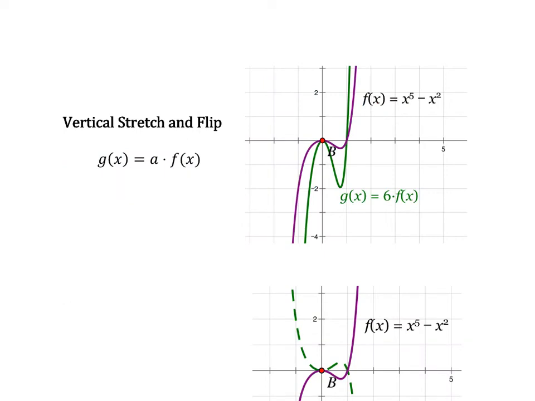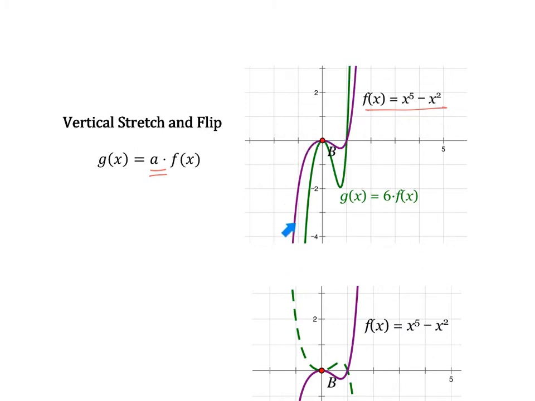So we saw in the last one there that if we add or subtract, it slides it left or right. Well, what happens if we multiply by some number, call it a? We take our function, we multiply by some number. Well, let's take a little more complicated function. F of x equals x to the fifth minus x squared. And we're going to choose that because it's going to show us some interesting things.